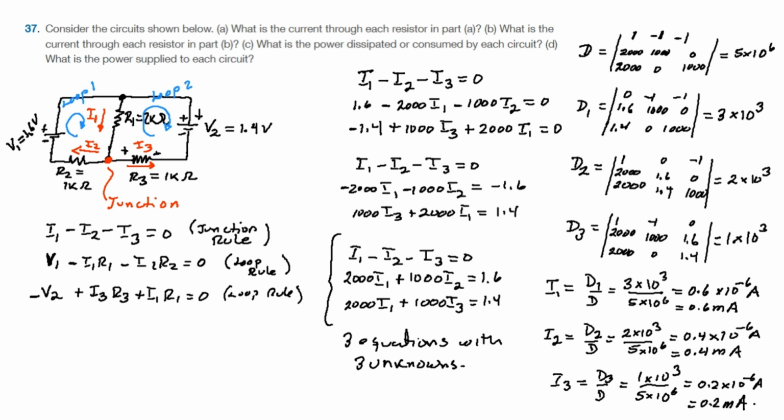And there I have the values of the currents that pass through the resistors. This is what Kirchhoff's law is. This is how you solve a problem using the Kirchhoff rules or Kirchhoff's law.